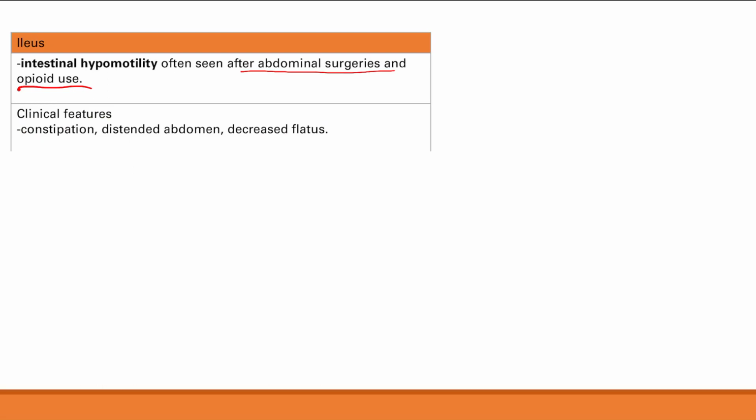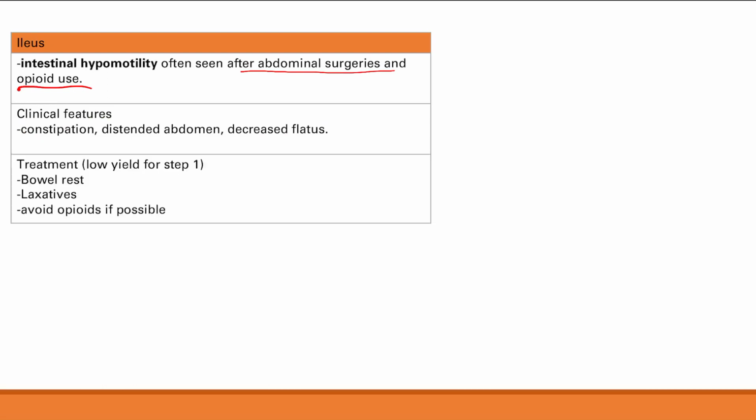Very easy. Now the treatment here, which is low yield for Step 1, but it's very high yield for surgery, because again, you see this after abdominal surgeries. What you do is you give them bowel rest. So you first make sure they're not nauseous. You don't give them anything. Don't let them eat anything. Just give them IV fluids until they're not nauseous and until they're not vomiting. Then you start giving them a little bit of liquids. If they're tolerating liquids, they're not having nausea or vomiting, then you can advance their diet.